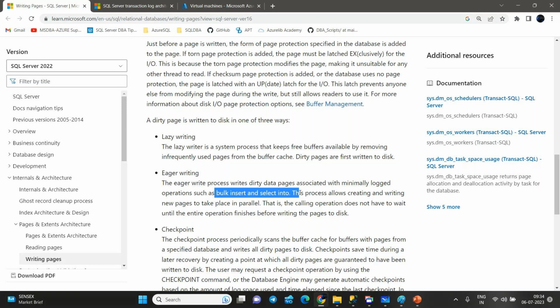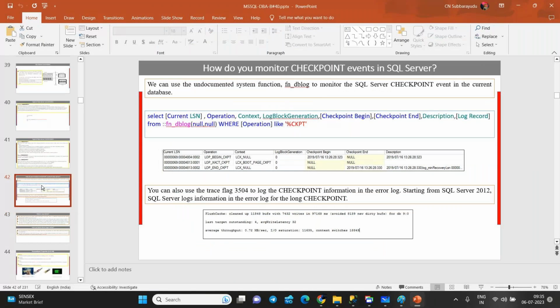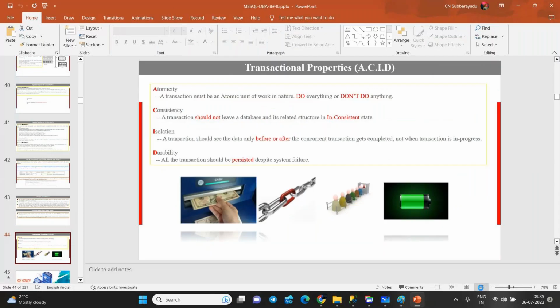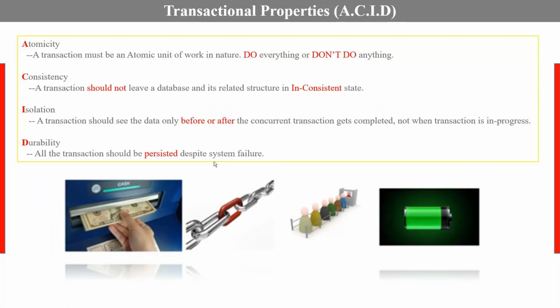All these concepts are very important, sir. Checkpoint, dirty page, lazy writer are the topmost interview questions. Everyone clear? And the final concept, if there is no question, that we are going to discuss is ACID properties.